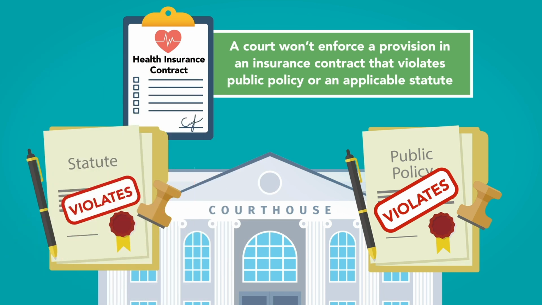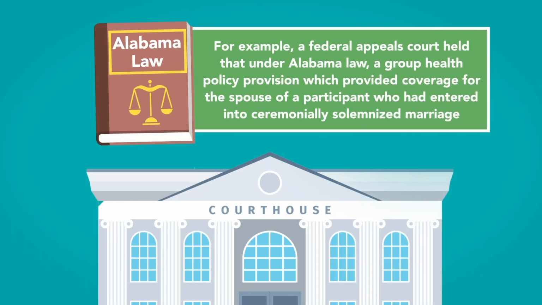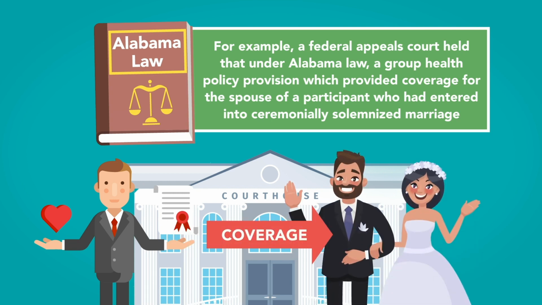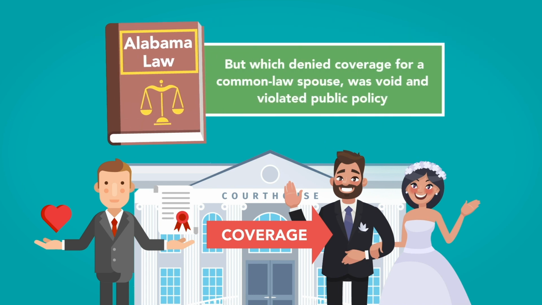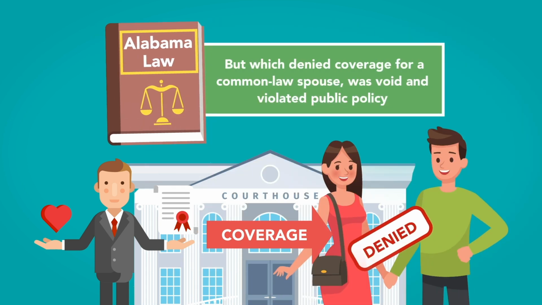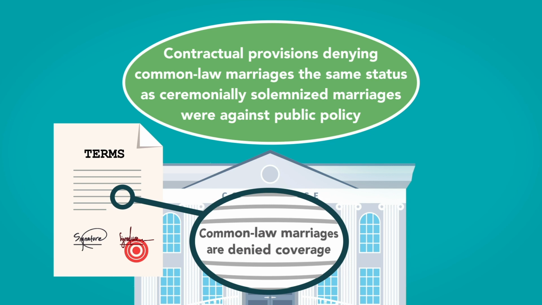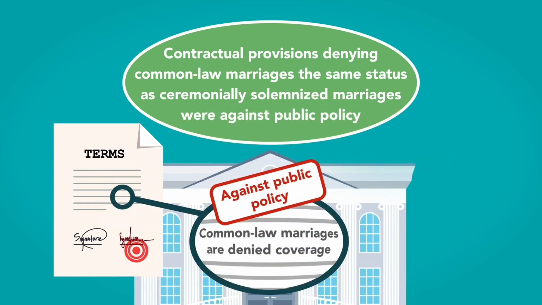Moreover, a court won't enforce a provision in an insurance contract that violates public policy or an applicable statute. For example, a federal appeals court held that under Alabama law, a group health policy provision which provided coverage for the spouse of a participant who had entered into ceremonially solemnized marriage, but which denied coverage for a common law spouse, was void and violated public policy. The court concluded that contractual provisions denying common law marriages the same status as ceremonially solemnized marriages were against public policy.